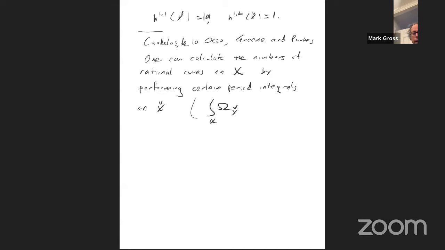Sorry, I added an extra letter there when I shouldn't have. There are 2 different Greens involved in this story. So a period integral is something of the form integral of alpha, where alpha is a 3-cycle on X hat and omega on X hat is a nowhere vanishing holomorphic 3-form.